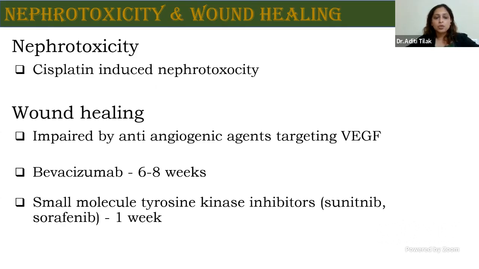Nephrotoxicity, cisplatin is the most commonly implicated agent, and wound healing is often impaired by the anti-angiogenic agents and small molecule tyrosine kinase inhibitors. These agents target the vascular endothelial growth factor, and so they can impair wound healing and can have implications in the post-operative period. An adequate time interval between the last dose of these drugs and the planned surgery is essential.